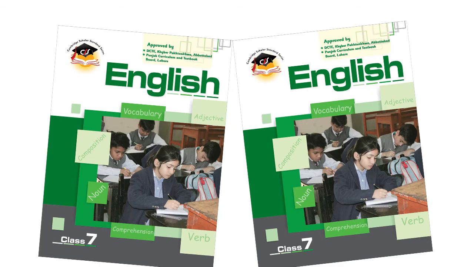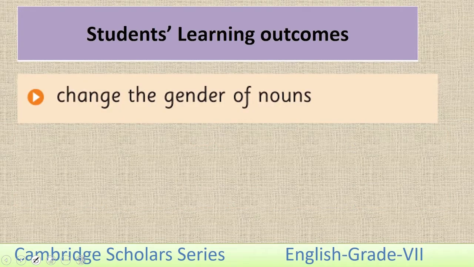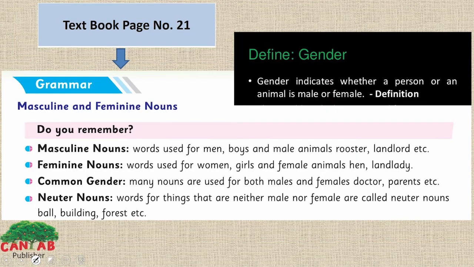Before starting the lesson, dear student, you must have with you class 7 English textbook. We will start our lesson from unit number 2, Mohenjo-daro. SLOs of this lesson are to change the gender of nouns. Now look at page number 21 of your textbook. I hope you know the meaning of noun.